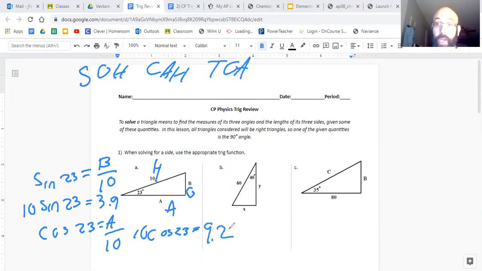Right? If you wanted to check your work for this one, the 10 is the hypotenuse, the biggest side of the triangle. 3.9 and 9.2 are both less than 10, so that makes sense. And the other part of a right triangle is the hypotenuse has to be the biggest side, but smaller than the sum of the other two sides. 3.9 plus 9.2 is a little bit bigger than 13. 10 is obviously less than 13, so that works. So that's your way you can check your work.